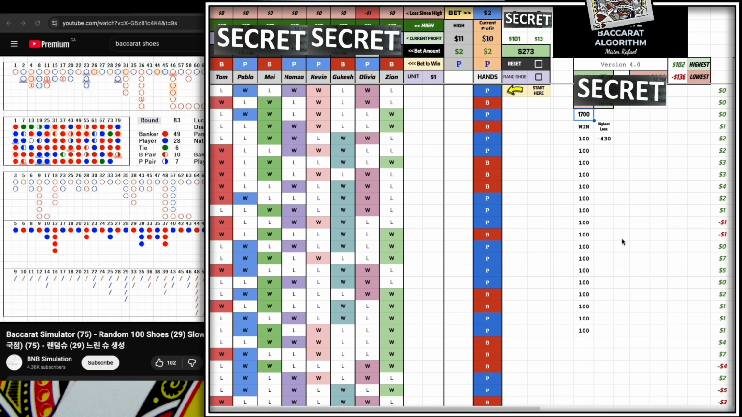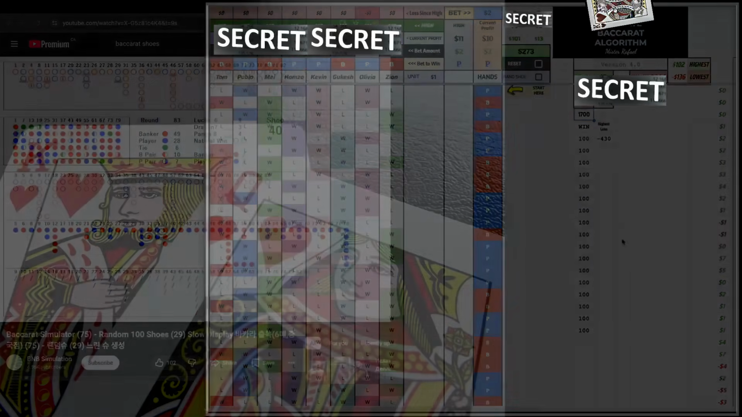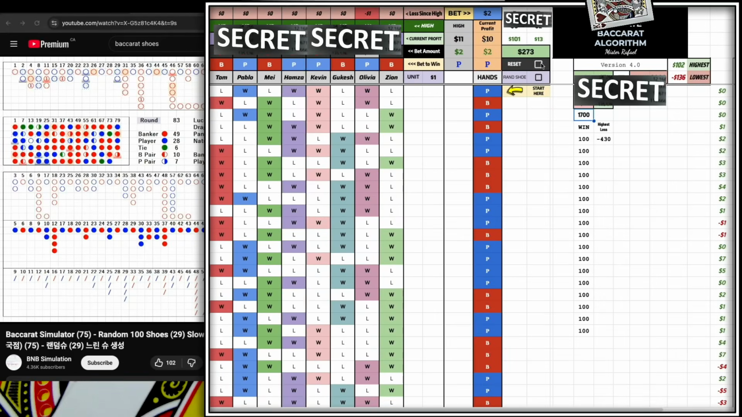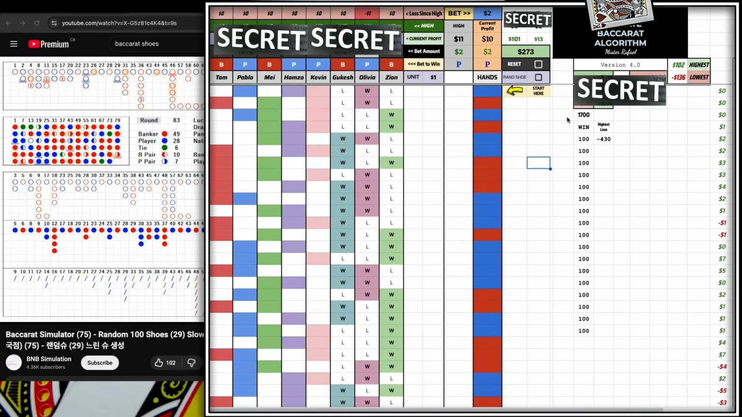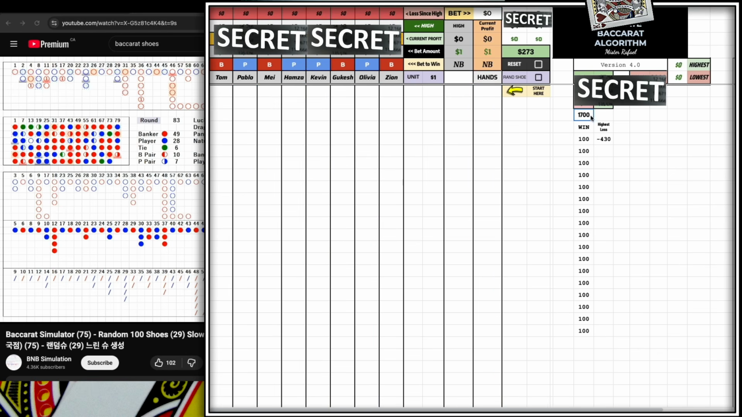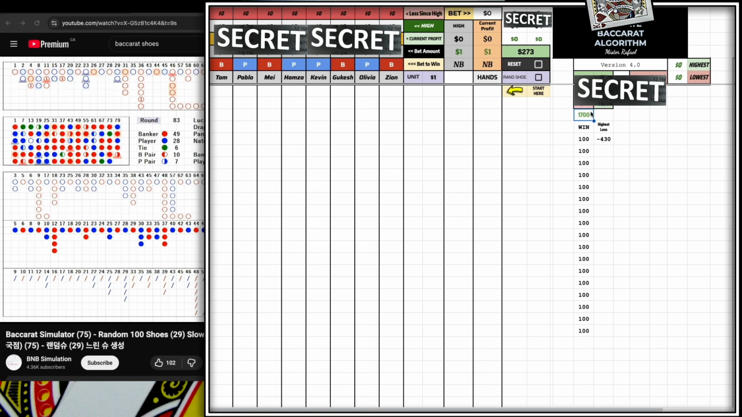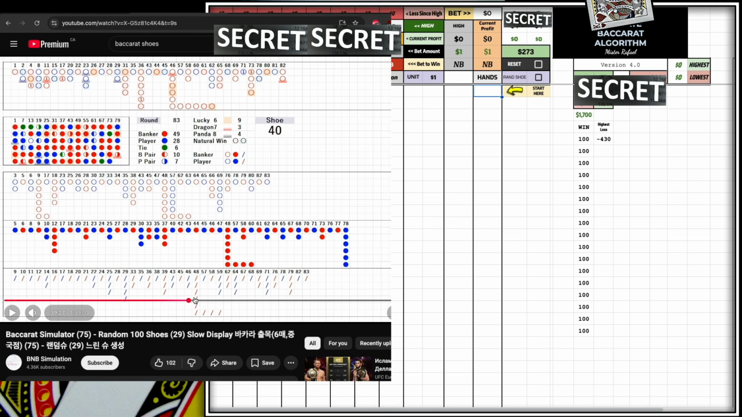I'm going to take a little break and I'll be back for more. And we're back. Let's do another 20 shoes. I'm going to clear this. So we're going to start from shoe 41. Let's make this green. So currently up $1,700. Let's skip ahead. Shoe 41.